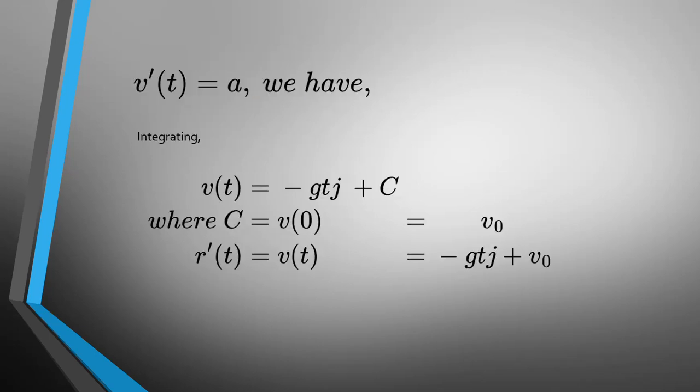The acceleration is the derivative of velocity, and upon integration, the result is the velocity. So, the velocity is negative gt in the j direction, alongside a constant term representing the initial velocity.